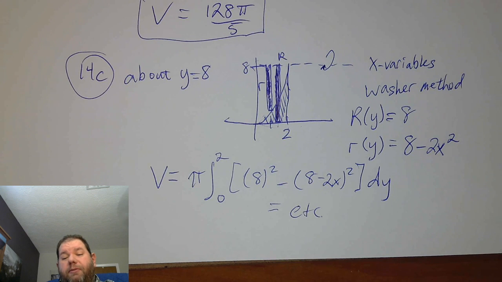The main thing we want to be certain of is that we understand where capital R of y and little r of y came from, and making sure we get the whole thing set up properly in our volume formula, because that's going to be at least half the problem right there, if not two-thirds of the problem. Are there any questions on that one?